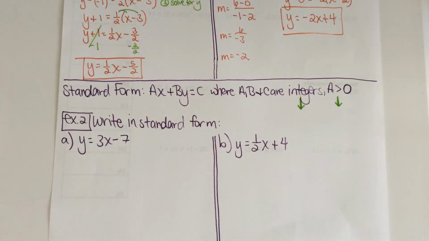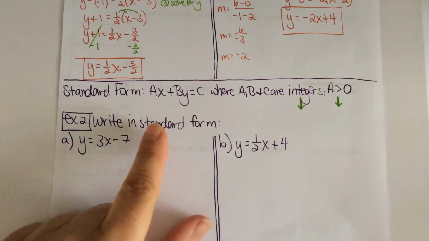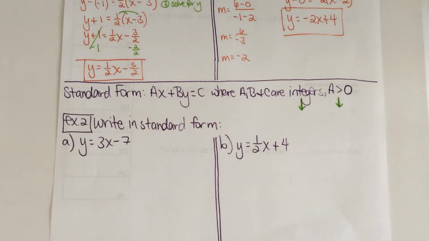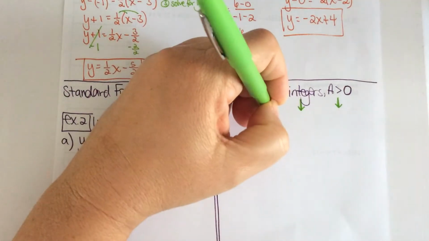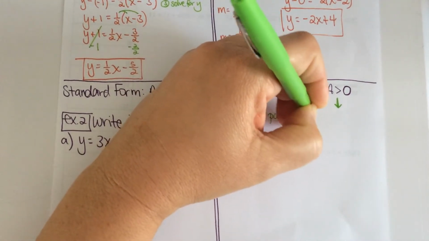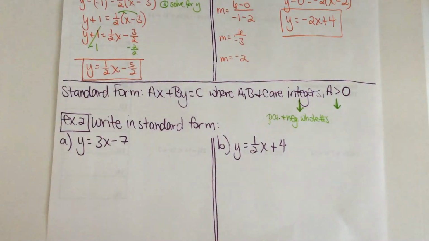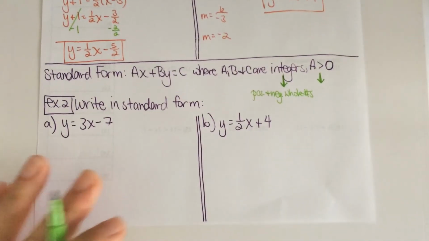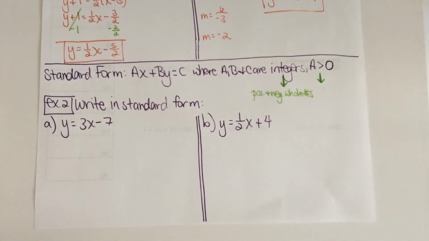Okay? All right, so take a second, pause me, and write all this down. All right, so standard form is the third form of a line that we typically look at. Ax plus By equals C. A, B, and C are integers, and A has to be greater than 0. So first thing is, what are integers? They're positive and negative whole numbers, like -3, -2, -1, 0, 1, 2, 3, and so on.